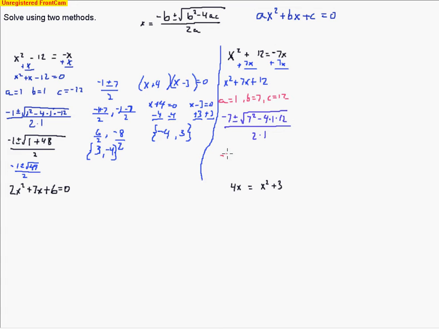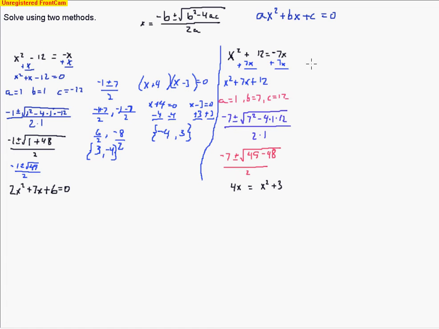We've got negative 7 plus or minus the square root, and then we've got 49 minus 48. This time it's a minus because there's only one negative. Whenever a and c are the same sign, that means you're going to end up having to subtract because they end up having just an odd number of negatives. So negative times a positive makes the negative sign. And this is all over 2.